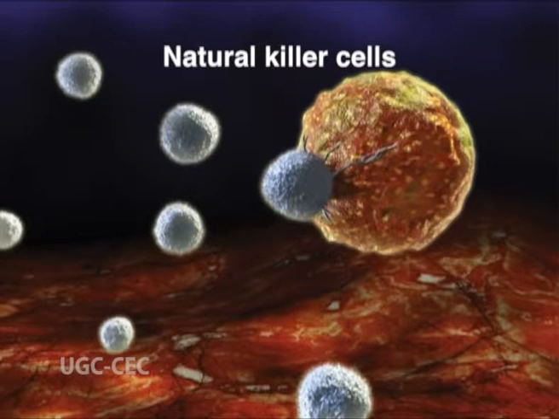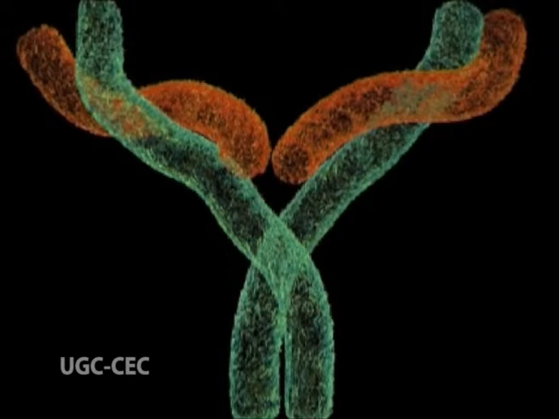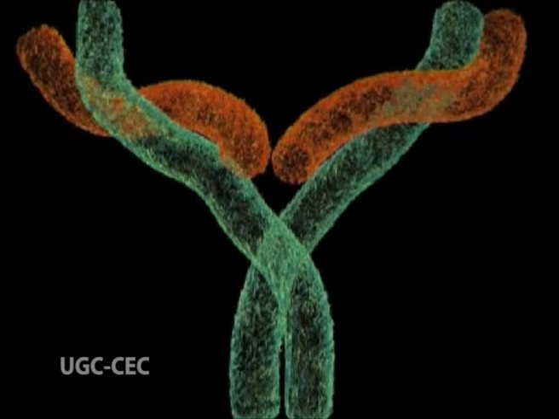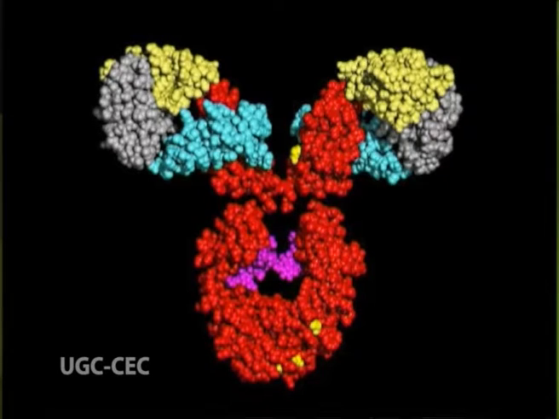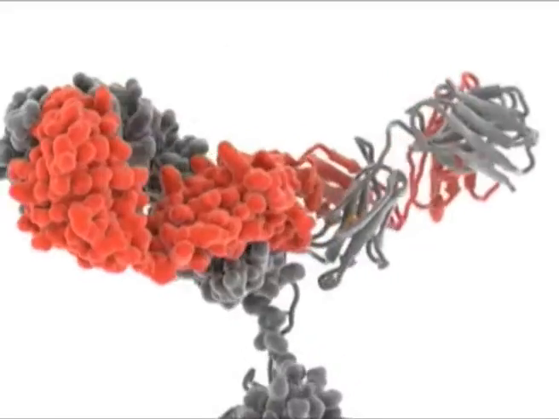To carry out these functions, the antibody molecule must possess two parts. First is the part which binds the antigen, and second is the part which initiates the effector mechanisms. Now is the elucidation of antibody structure. A series of experiments were performed by scientists to understand the structure of antibody molecule. Antibodies are globulin proteins involved in immune response.